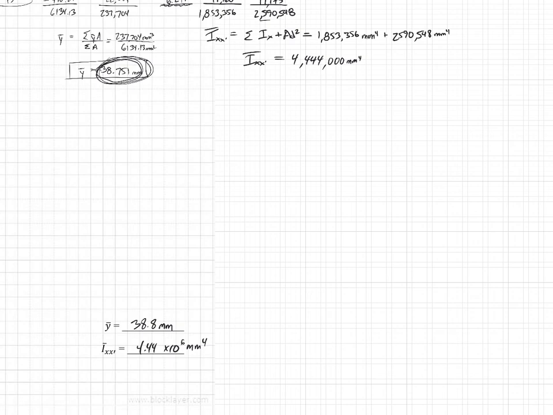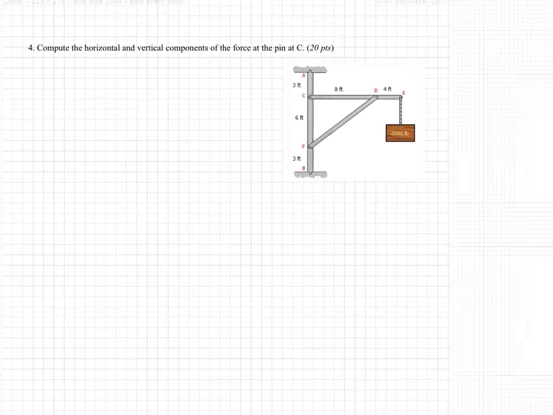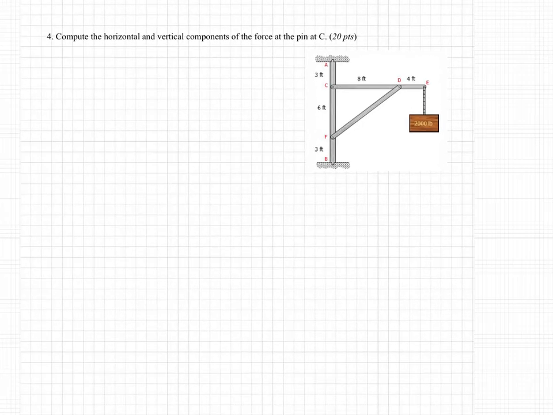Okay, so let's go to the last one. I told you guys, I said I was going to roll a dice, and there was a 1/3 chance that we were going to get a frame, a 1/3 chance we were going to get a truss with joints, and 1/3 chance we get a truss with sections. And I rolled a 2, and 1 or 2 was going to be a frame, so we got a frame.